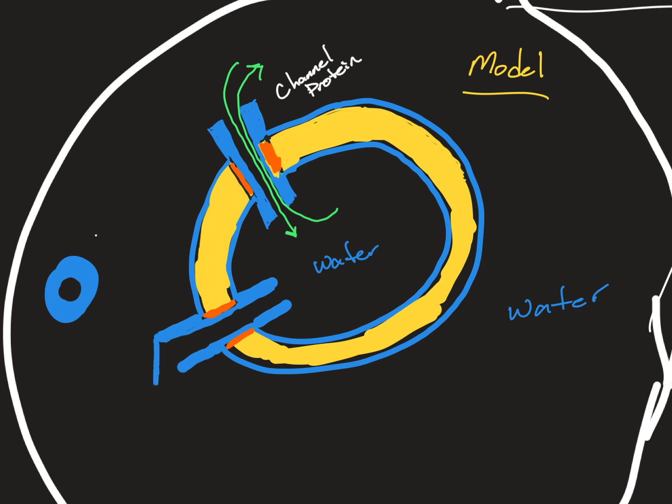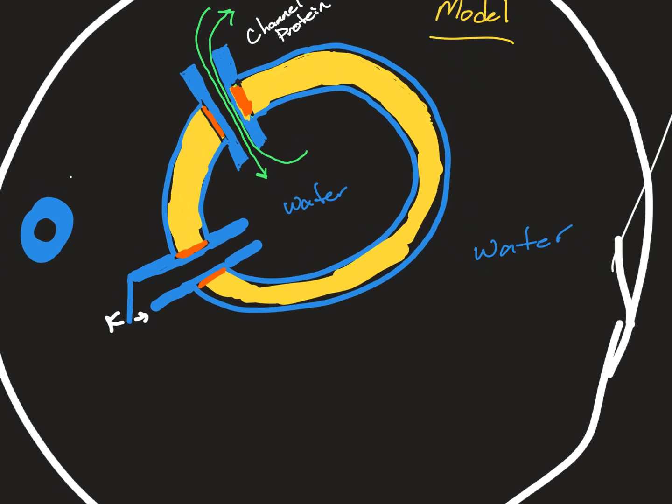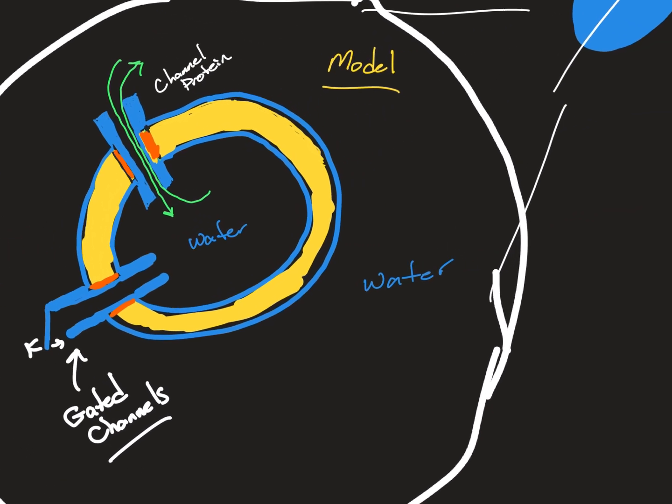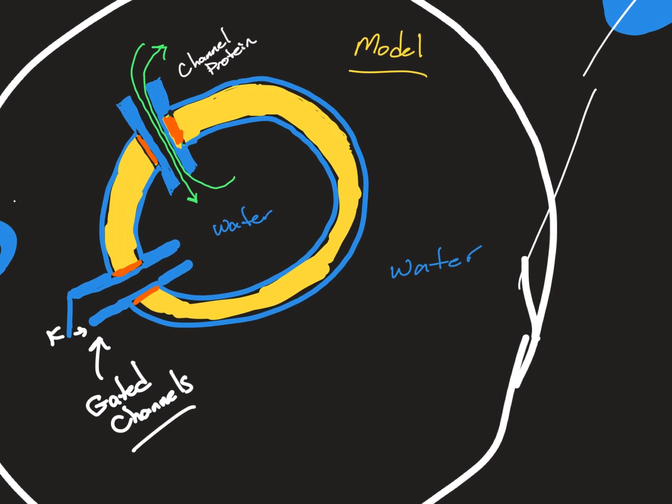What do gates do? They can keep stuff out, but what is one thing that gates do? They open and close. So these are called gated channels. There's still channels, there's still holes in the membrane, but they're gated. There's channel proteins, there's gated channels.